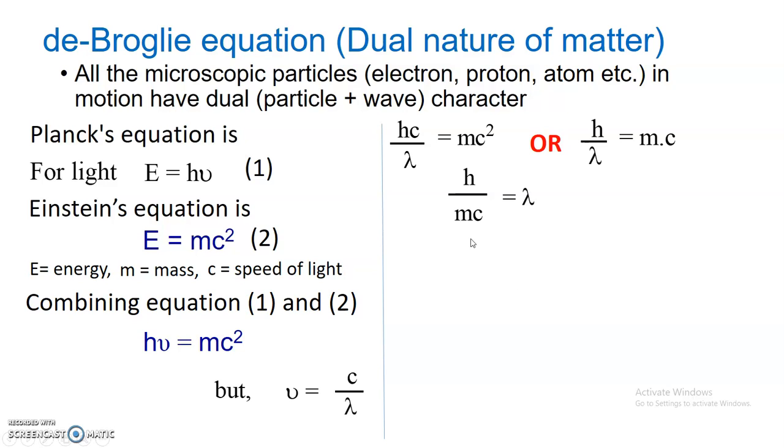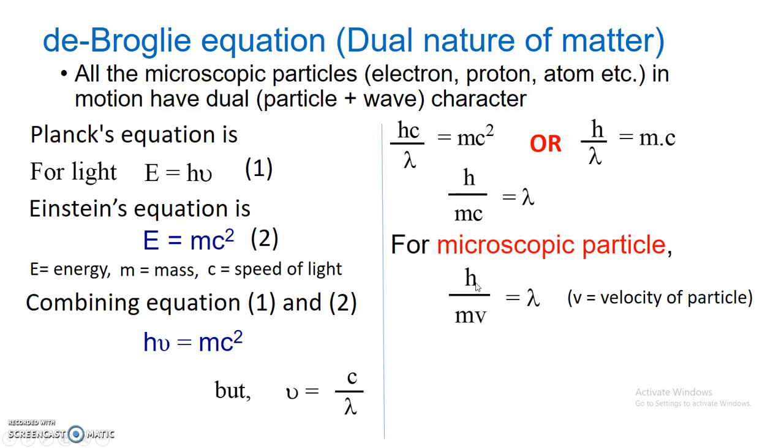So in order to apply this equation for material particle, velocity of light c is replaced by velocity of particle v. Actually this equation is applicable to light or photons. So in order to apply this equation for material particle, velocity of light c is replaced by velocity of particle v, and then we get h upon mv is equal to lambda, where lambda is wavelength, h is Planck's constant, v is velocity of particle and m is mass.